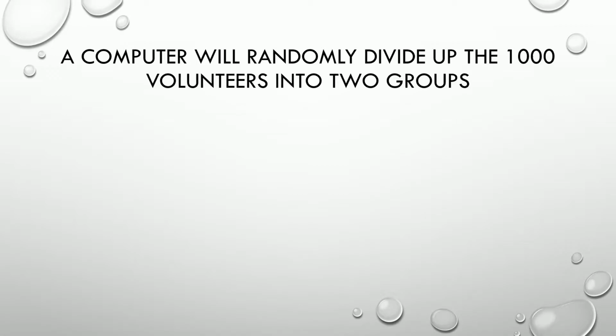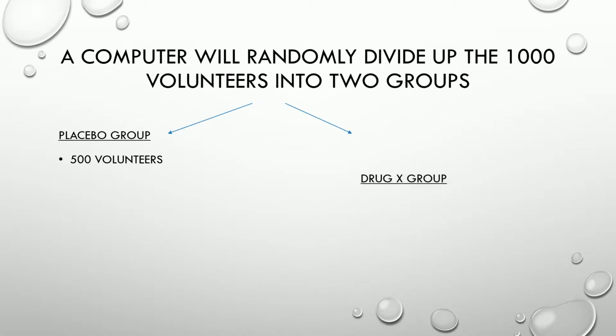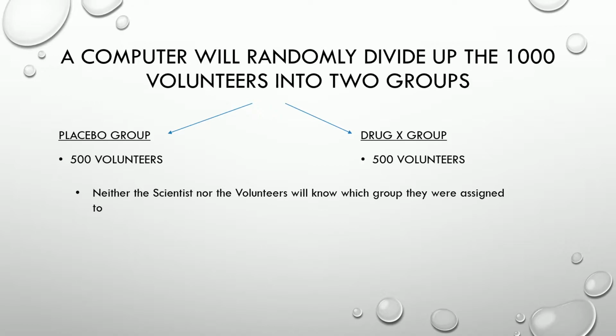A computer will randomly divide up the 1,000 volunteers into two groups. One is the placebo group, and 500 volunteers are assigned to this group. The other is the drug X group, and another 500 volunteers will be assigned to this group. Neither the scientist nor the volunteers will know which group they were assigned to.